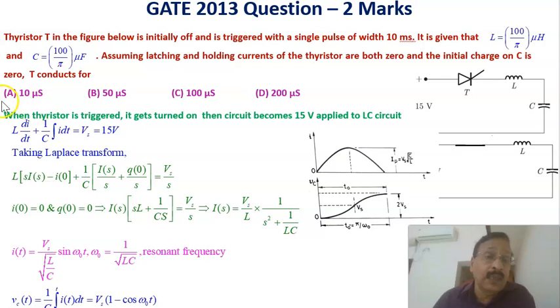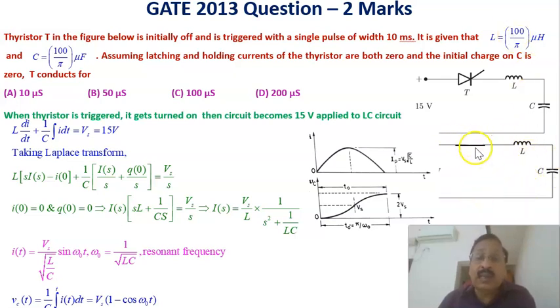That's the question. Options: A 10 microsecond, B 50 microsecond, C 100 microsecond, and D 200 microsecond. Now, as the thyristor conducts, the equivalent circuit will be like this one. Once the thyristor is conducting, this is the equivalent circuit in which a DC voltage source of 15 volt is applied, and the values of the inductor L and capacitor C are given. This is a simple LC circuit.